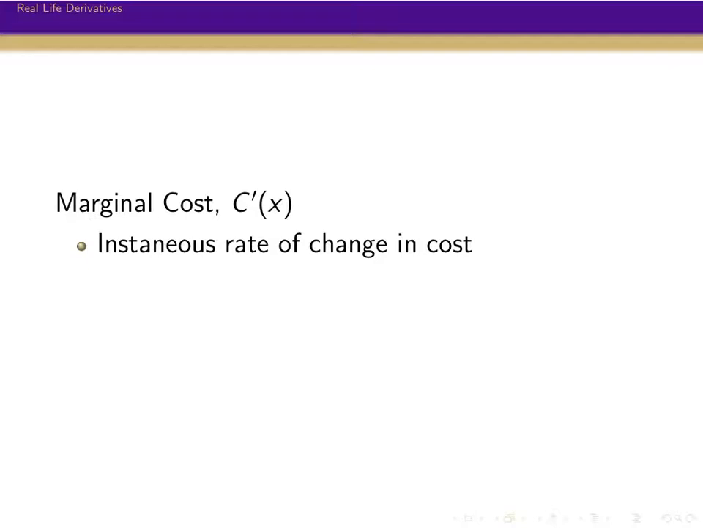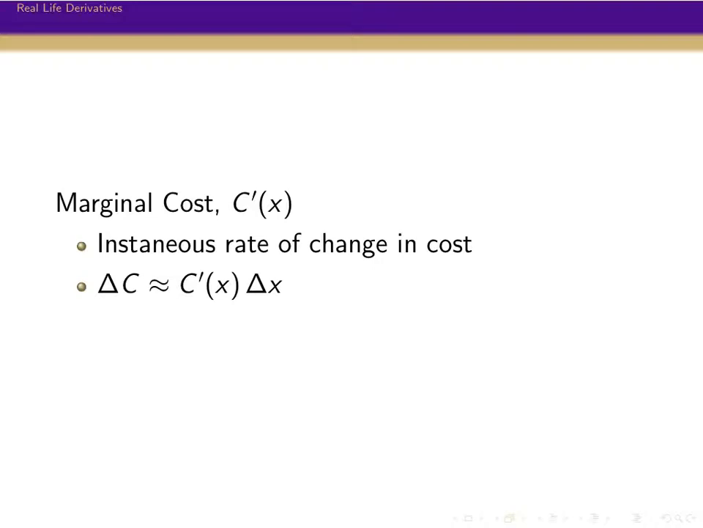Okay, so let's focus on this marginal cost function, C prime of x. It is the instantaneous rate of change of the cost. So what exactly does that mean when you're making something, right? You make one thing, two things, three things. You don't really make decimals worth of things. So what does that kind of mean when we're going through and taking this?